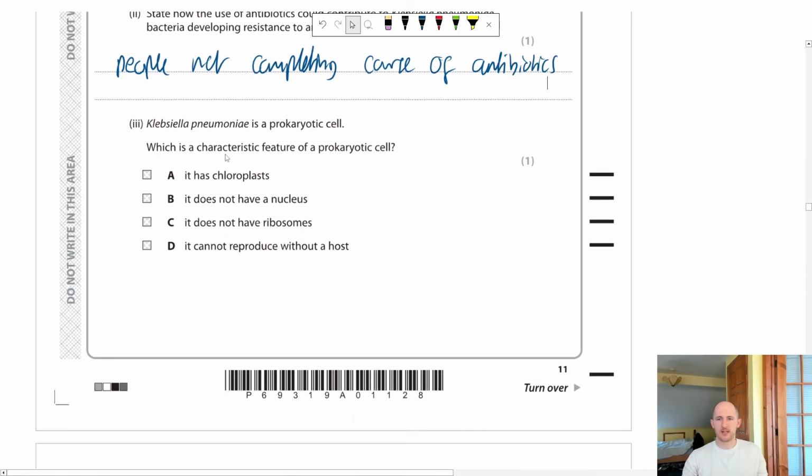Prokaryotic cell, which is a characteristic feature of it? It has chloroplasts. That's not a feature because that's only in plant cells. It does not have a nucleus, does not have ribosomes. Every cell has ribosomes. It cannot reproduce to that host. Not true, it's a bacteria. So it is indeed the not having a nucleus part.